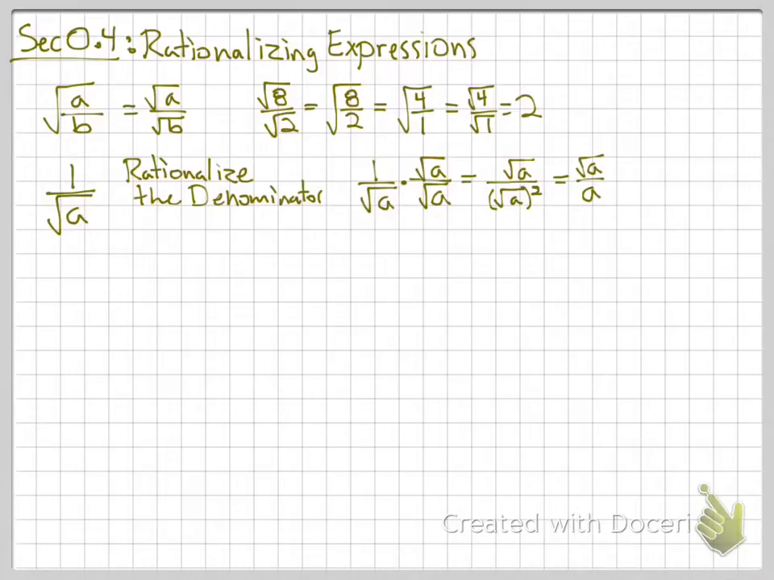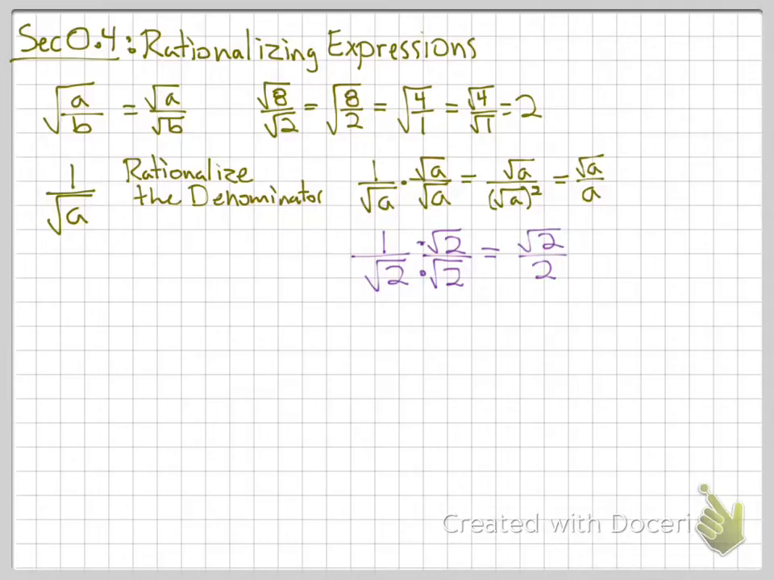If we started out, for example, with 1 over the square root of 2, which is a common one, and we multiplied the top and the bottom by the square root of 2, the top, of course, becomes the square root of 2, and what does the bottom become? 2. And the square root of 2 squared, 2 of them just leaves the number. So square root gives you the number.